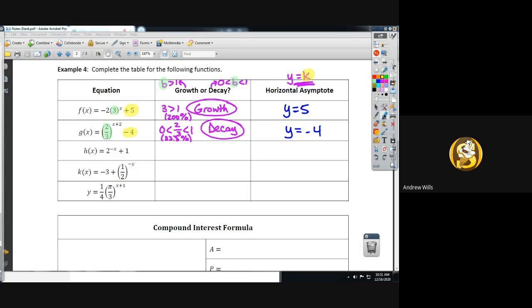Okay, so hopefully we have identified that the base of h of x is 2. So since 2 is greater than 1, this is an example of exponential growth. If we're looking at the percentage, 2 is greater than 1 by exactly 1 unit, being a 100% growth rate. And our asymptote there is positive 1. So we have y equals plus 1 for the horizontal asymptote.